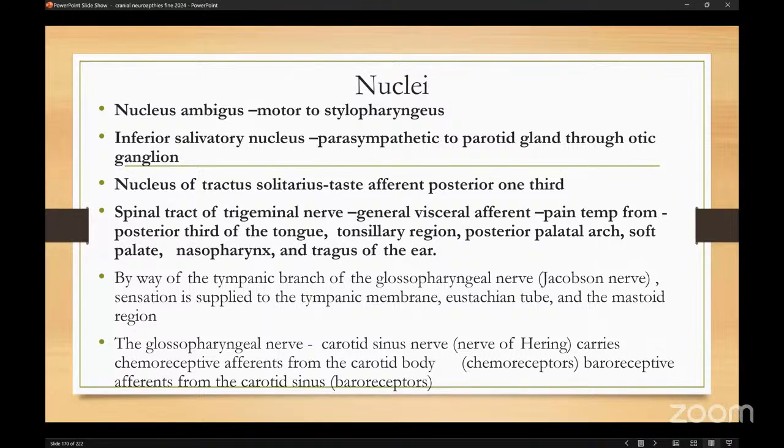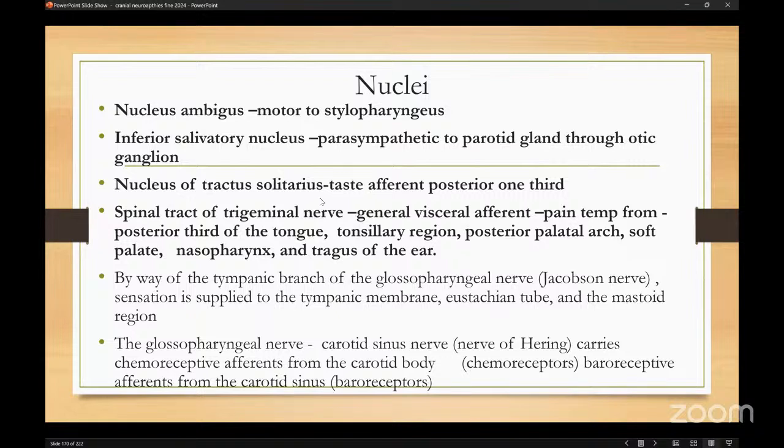So the superior salivatory nucleus was for... does anybody remember? We read it in some nerve recently. Yeah, seventh cranial nerve, superior salivatory nucleus. It was for the lacrimal and also the submandibular and sublingual glands, whereas the inferior salivatory nucleus is for the otic ganglion, that is the parotid gland. Okay, nucleus of tractus solitarius.